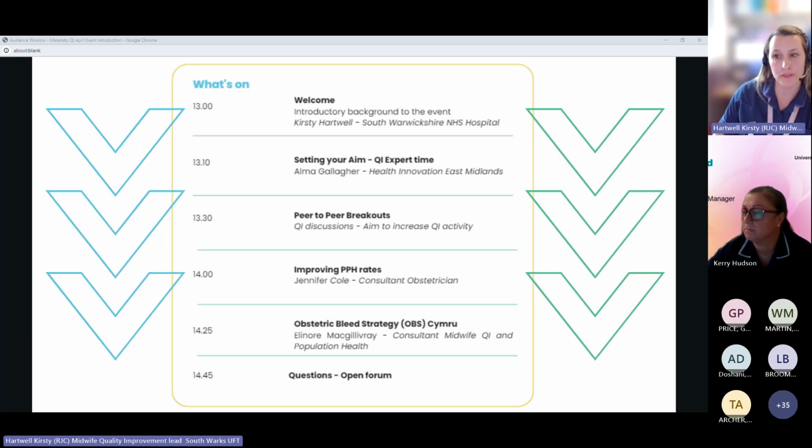Next, we've got Jennifer, who's our obstetric consultant at South Warwickshire University NHS Hospitals, who will be sharing the work that they've done on improving the PPH rates. And lastly, we've got Eleanor, who's a consultant midwife for quality improvement and population health at CTM University Health Board in Wales, and we'll be talking about the OBS bleed strategy work.